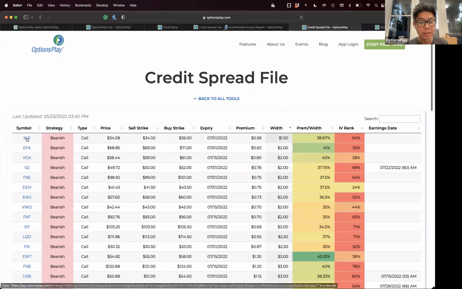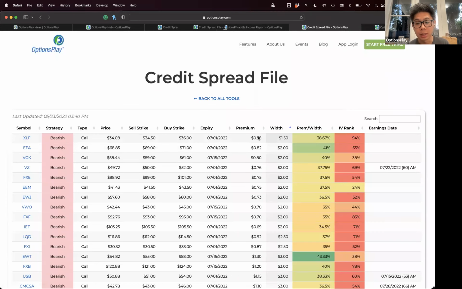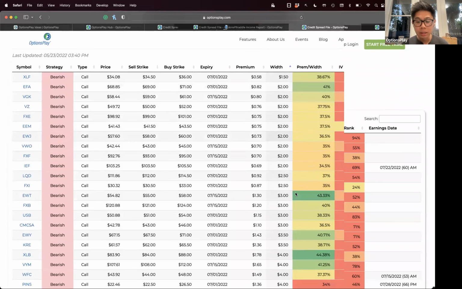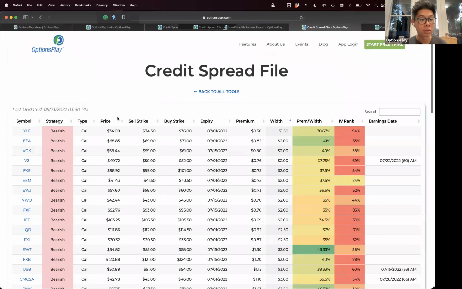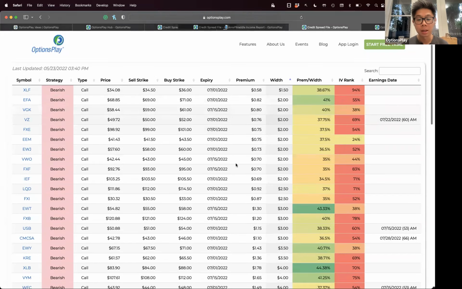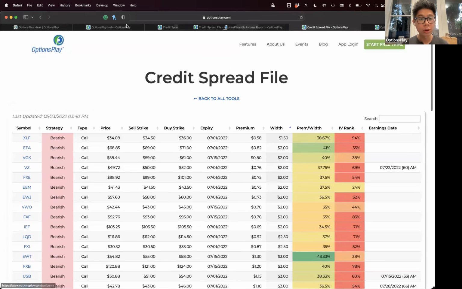So for example, on XLF here, you're risking in this particular case less than $100 a contract. EFA, you're risking about $110 a contract. So you have plenty of options that risk $500 or less. So on this XLF trade, you can trade multiple contracts on XLF. These are all trade opportunities.